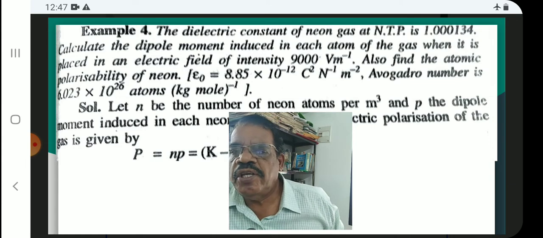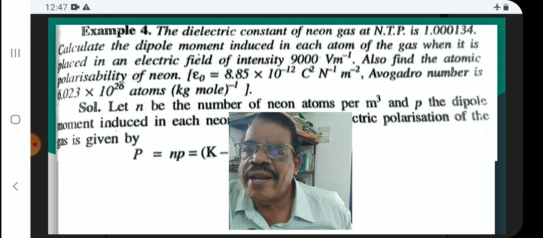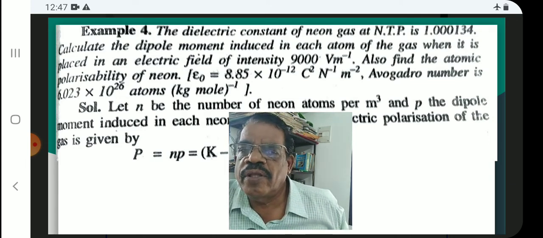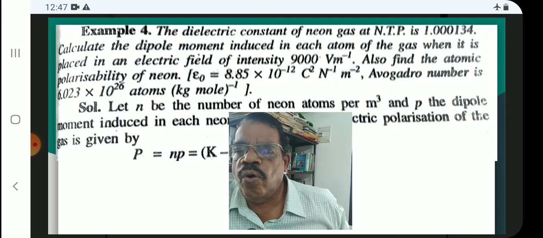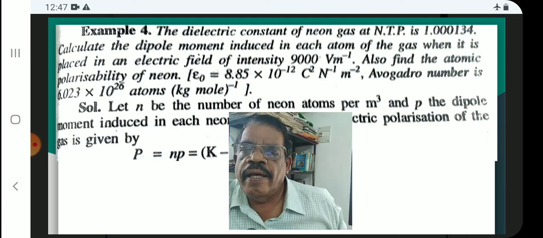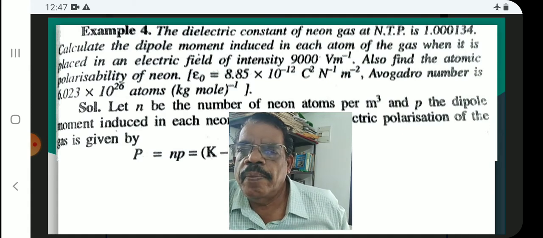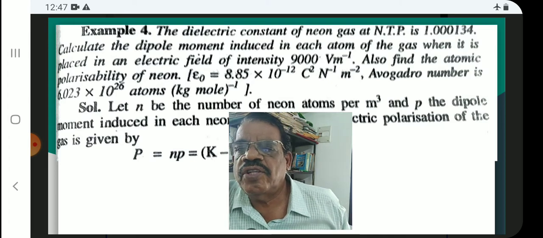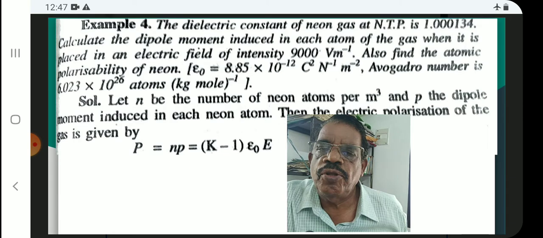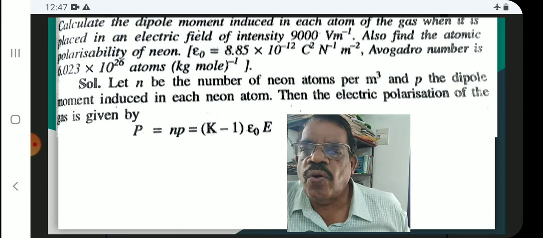ഈ Avogadro number ശരിക്കും നമ്മൾ പഠിക്കുന്നത് 6.023 into 10 raised to 23 atoms per mole എന്നാണ്. പക്ഷേ അത് കിലോഗ്രാം മോളാക്കുമ്പോൾ ഈ ഗ്രാം കിലോഗ്രാം എന്നുള്ള കൺവേർഷനിൽ ഒരു 10 raised to 3 വരുന്നതുകൊണ്ടാണ് ഇവിടെ 10 raised to 26 ആകുന്നത്. അത് ആ പ്രോബ്ലത്തിൽ എന്ത് മാറ്റം വരുത്തും, എങ്ങനെയാണത് അപ്ലൈ ചെയ്യുന്നത് നോക്കാം നമുക്ക്.